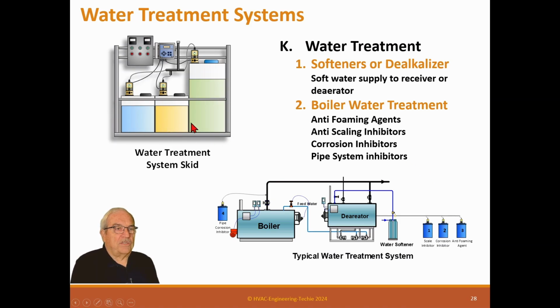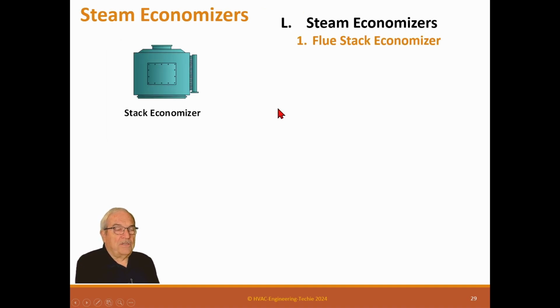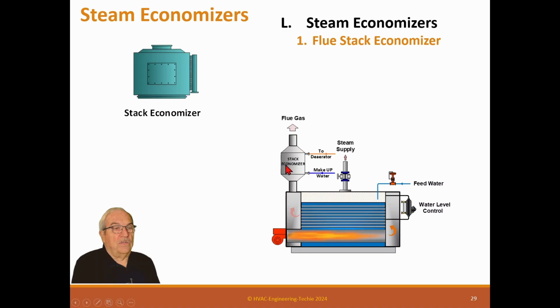So normally it comes as a skid, lots of chemical, lots of water treatment in it. Now the water treatment is actually important. We use them in the cooling side for cooling towers and whatever, but these are kind of important for the boiler to work correctly. Now we have steam economizers. These are actually intended to help improve the efficiency of the steam systems. This is a flue stack economizer, which actually goes on the flue stack of a boiler, and as the feed water is put in, it heats the feed water up, and that improves the efficiency of the system because you don't have to heat the feed water near as high. We're preheating the feed water.